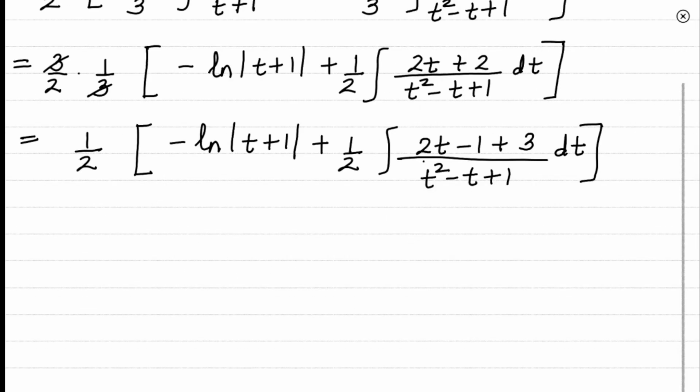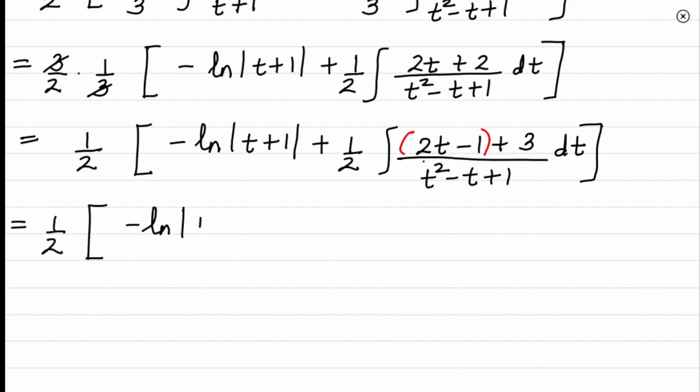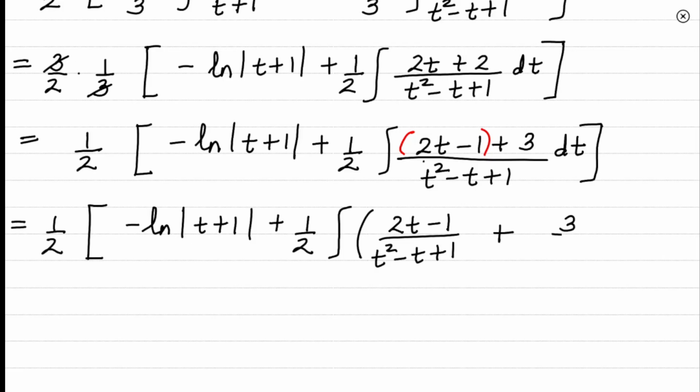Now that we have the differentiation of this quadratic term here, in order to simplify this, we can split that quadratic in both of those terms. Let's see what we get. So we have 1 by 2, open the bracket, minus ln mod t plus 1 plus 1 by 2, and you have integral of, inside of that integral, just split that quadratic term in both of those terms. So you have 2t minus 1 divided by t square minus t plus 1 plus 3 divided by t square minus t plus 1 with respect to t, and let's close this box bracket.